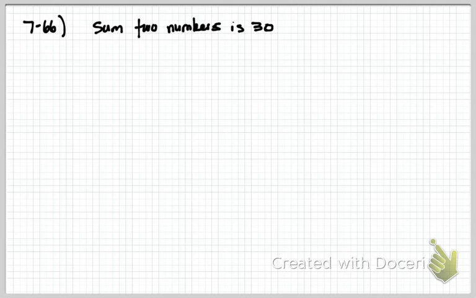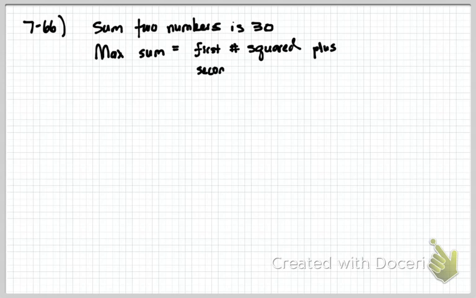And the second thing it says is that the maximum sum or result will be equal to the first number squared plus the second number cubed. And the thing it's asking for is the maximum sum. So what is the maximum sum?